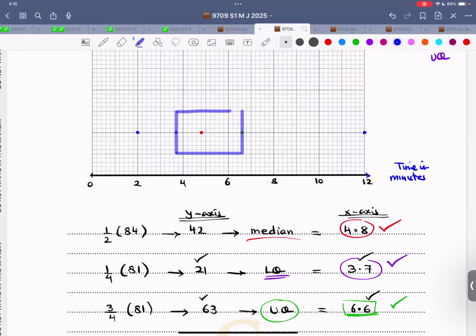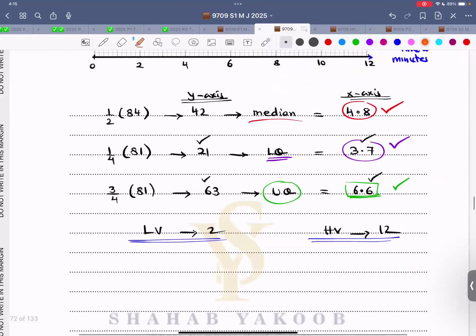And that's how the box is created. And there are 2 whiskers. So this is one whisker and this is the other whisker. So that is the box plot for this. So all done.